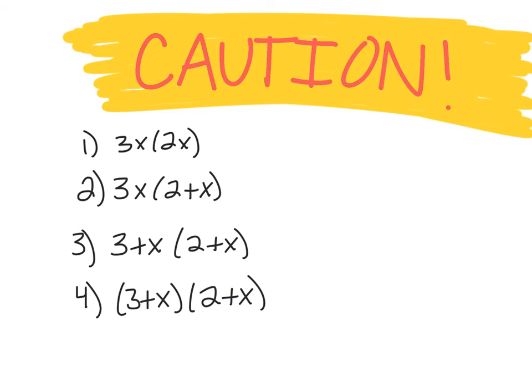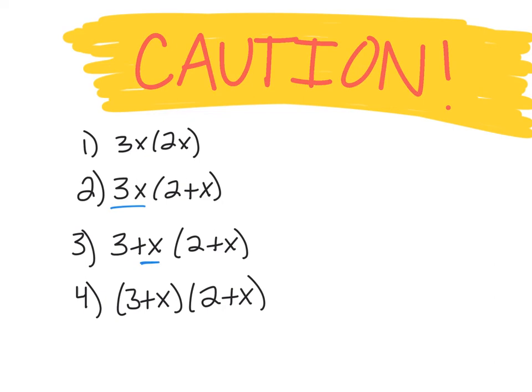Caution. Remember that we only distribute if we see addition or subtraction in the parentheses, and a term or more than one term on the outside of that parentheses. So in these 4 examples, I know that I would not distribute in the first one because I don't see any plus or minus in the parentheses. In the second one, I have 3x times 2 plus x, so I need to distribute the 3x to everything inside. In the third one, I have 3 plus x, but those are not in parentheses, and so the only thing that gets distributed into the parentheses is my x.